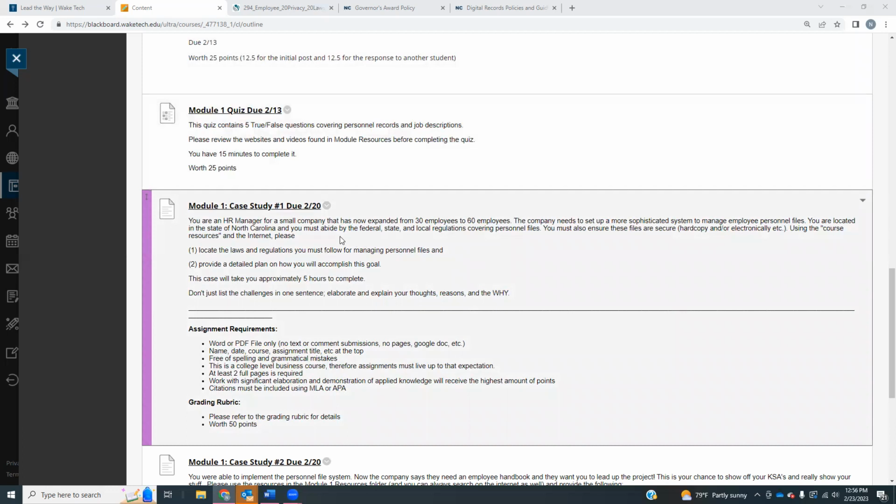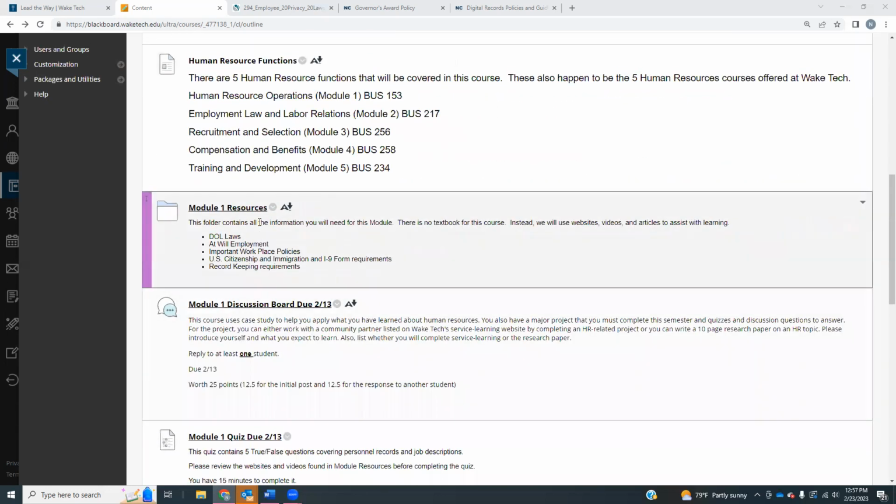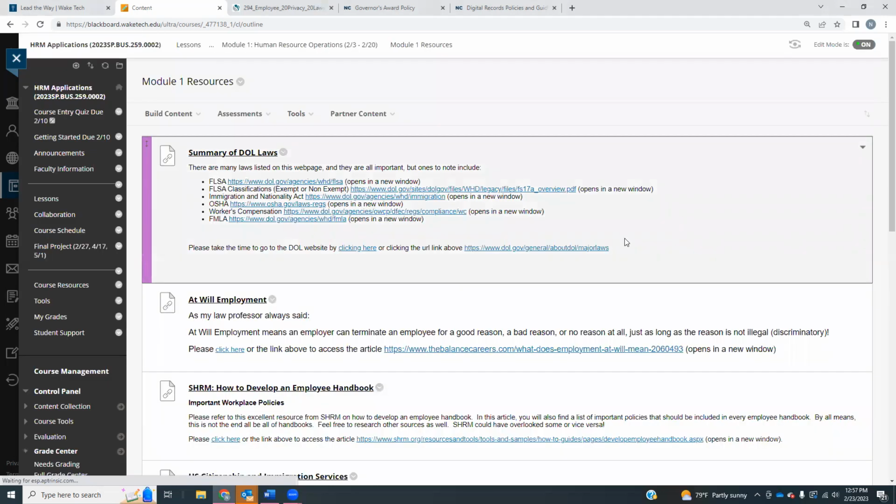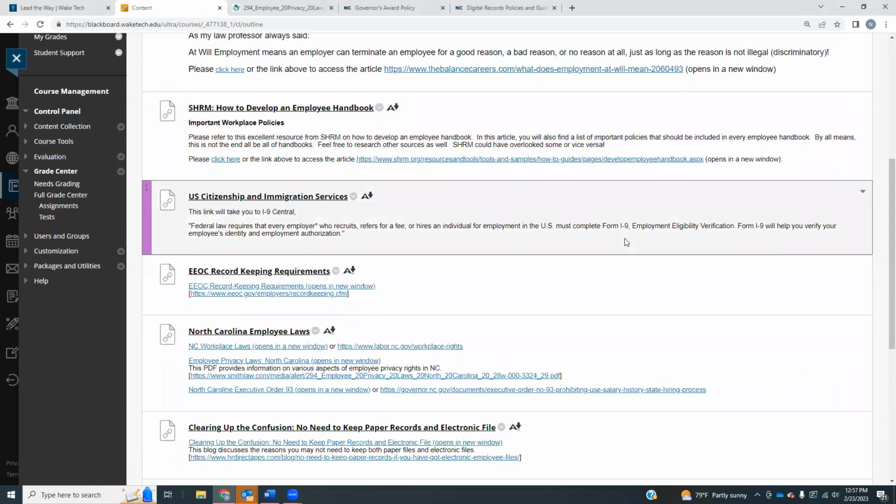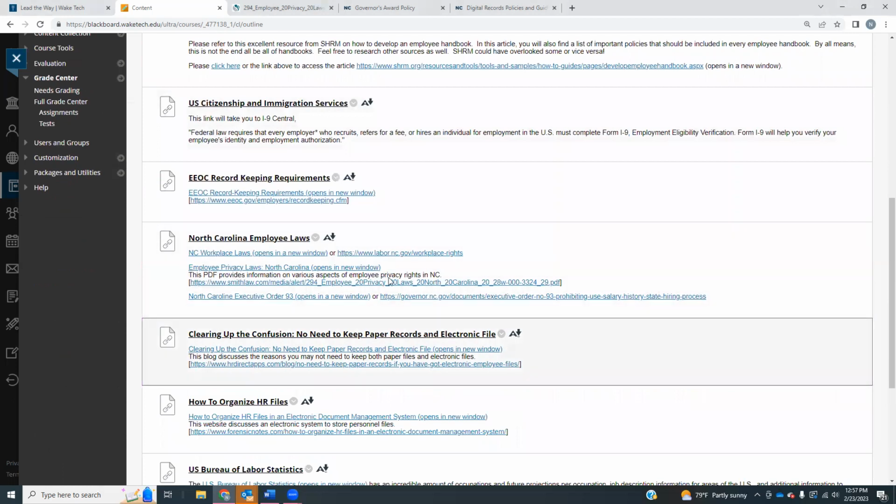All right. So your assignment was to do two things. First, locate the laws and regulations you must follow for managing personnel files. That's number one. And number two, provide a detailed plan on how you will accomplish this goal. Well, I'm really hoping you took a look at Module 1 resources because in there was a whole bunch of websites all put together, you would have found record keeping requirements and how to organize files.